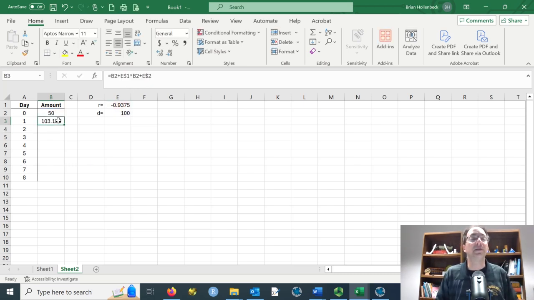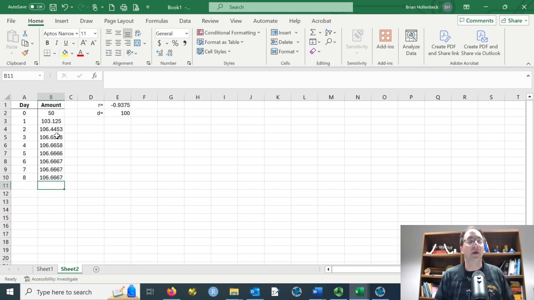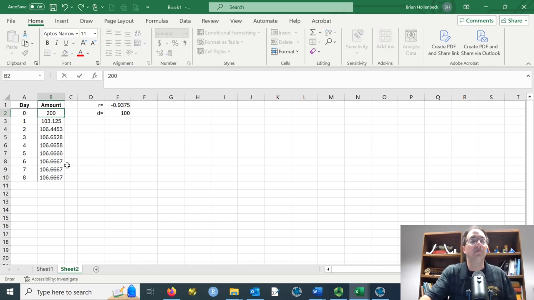All right, I need dollar signs there because I don't want the E1 or the E2 to change as I drag it down, right? So notice as I drag it down, this has become B9, just the way we wanted. And that's B9, but E1 and E2 have remained constant. And so notice it doesn't take very long at all to get to that equilibrium. If I change this to say 200, again, in a few days, I'm basically at that equilibrium. If I change this to 0, again, just a few days we reach that equilibrium.